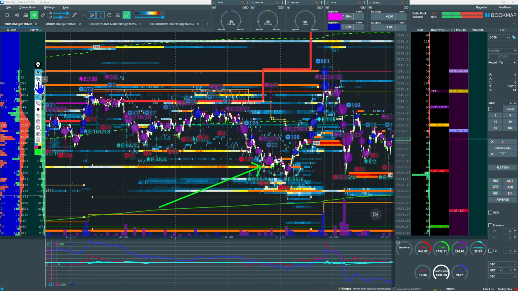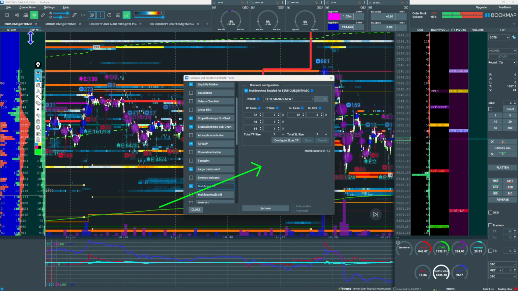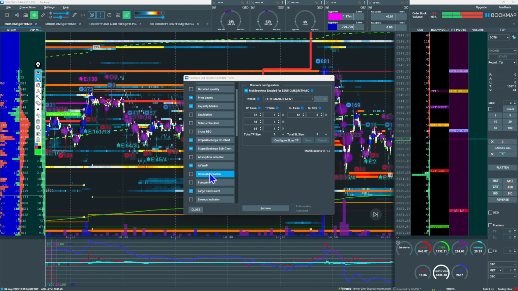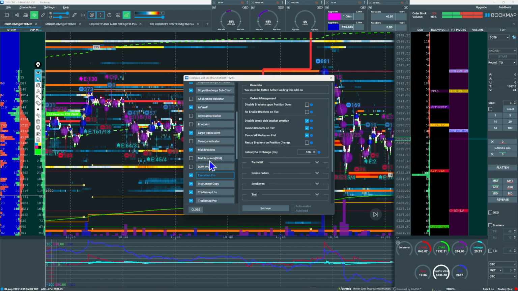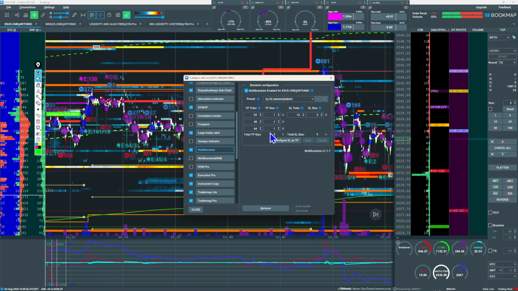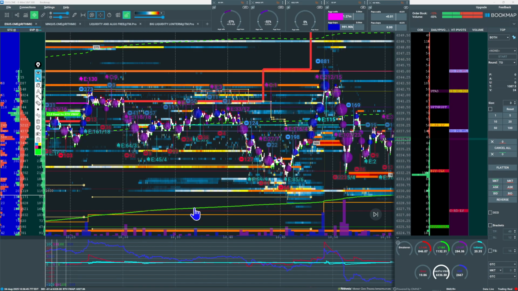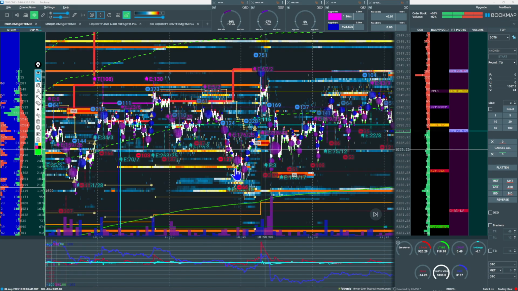So through my execution pro, let me just go over here, show you the execution pro. No, I mean the multi brackets, my bad. So that's my setup right there. 12 ticks, first partial 32, second partial 48, and third partial is 64, right? So that's how my brackets are plotted on when I take the trade, right? So yeah, that's the Black Sun strategy.